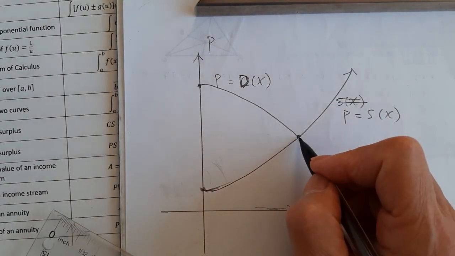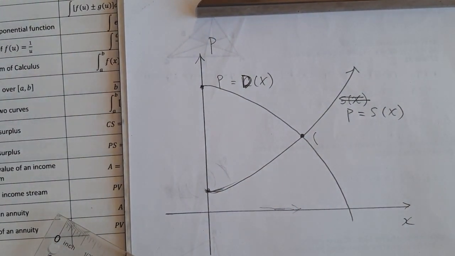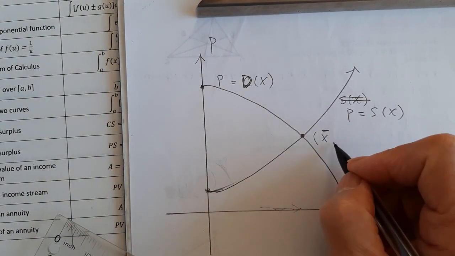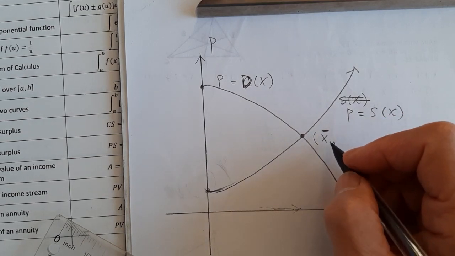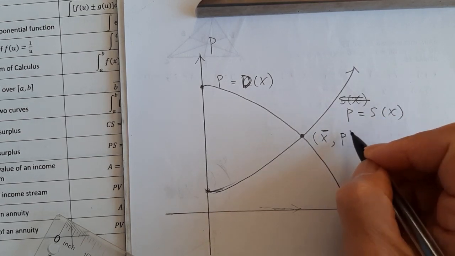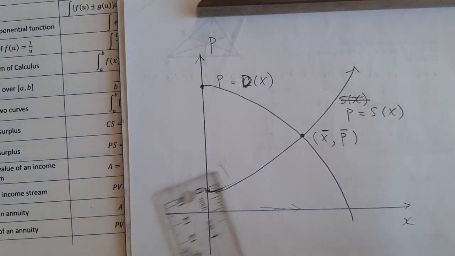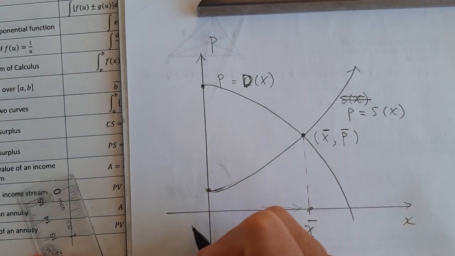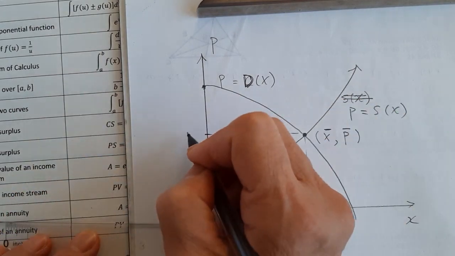Then they have an intersection point, and this intersection point we call the equilibrium point, which gives how many units, we call the equilibrium quantity, and the equilibrium price. We use x bar and p bar to represent them. So at this point, this is the x bar, and at this point, it's the p bar.